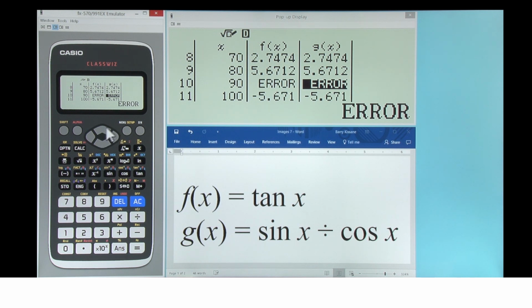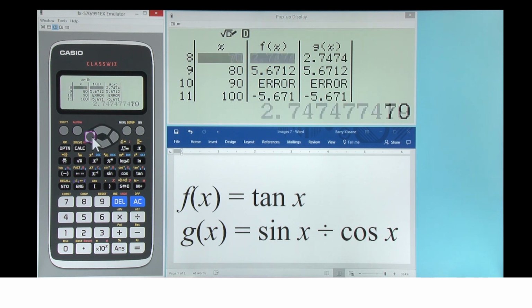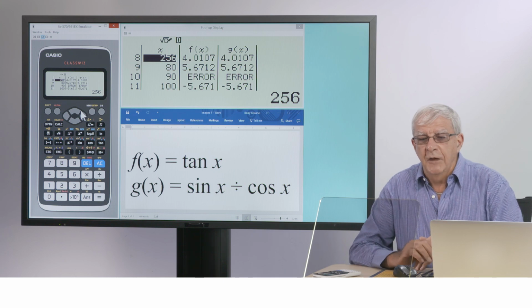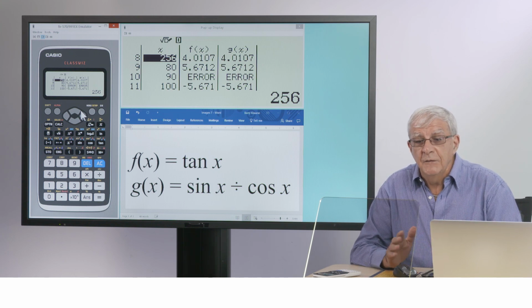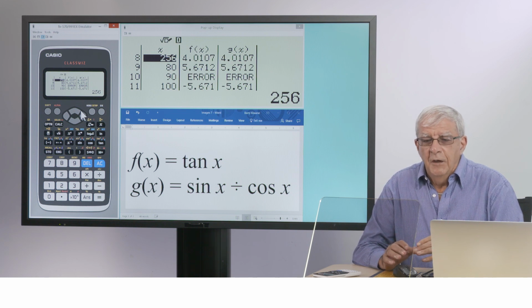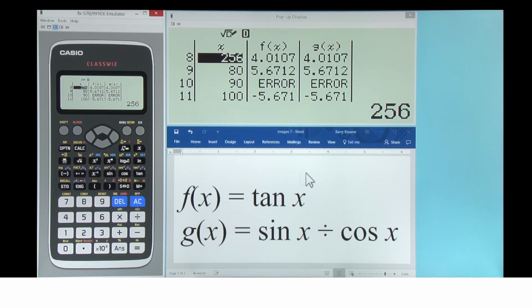So if we choose other values of x by changing a value here, 256, we can see the same is true. So a table is a useful way to test whether a relationship seems to be an identity before attempting to prove it. A good example involves finding the sine of an angle that is twice as large as another angle.